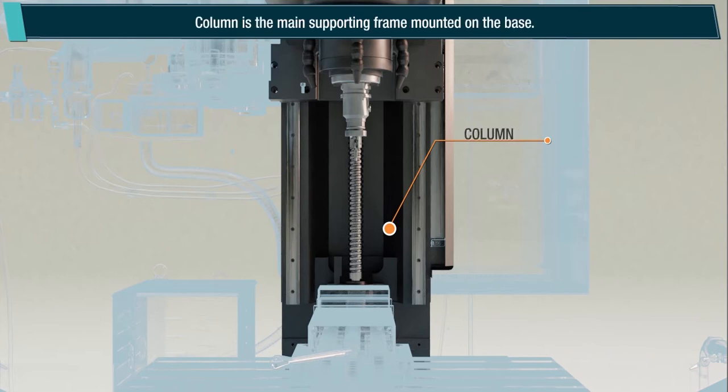Column. Column is the main supporting frame mounted on the base. It houses all the driving mechanisms for the spindle and vertical movement of the tool.